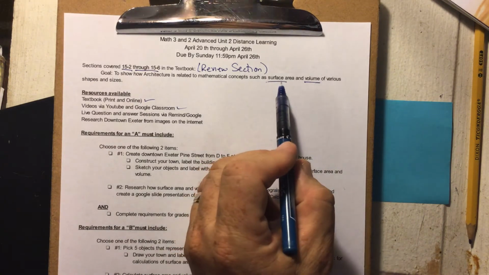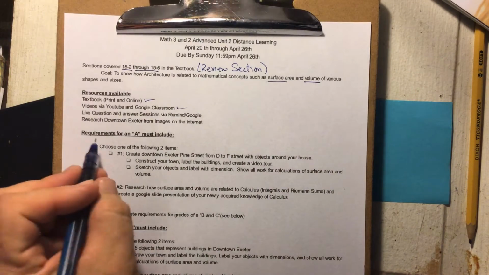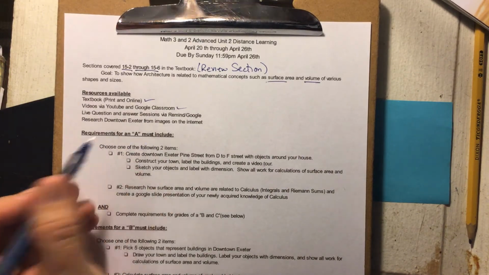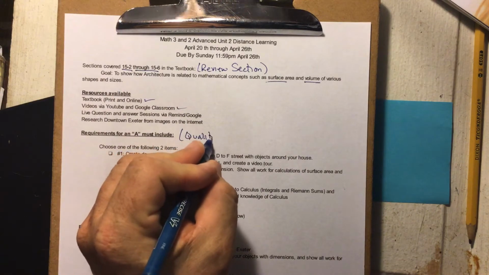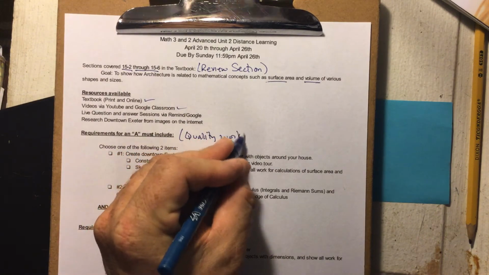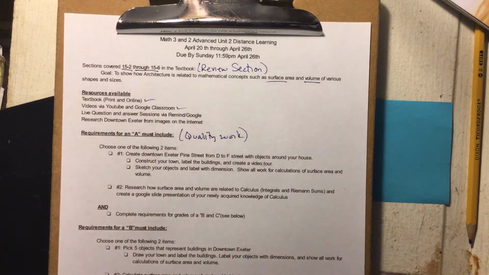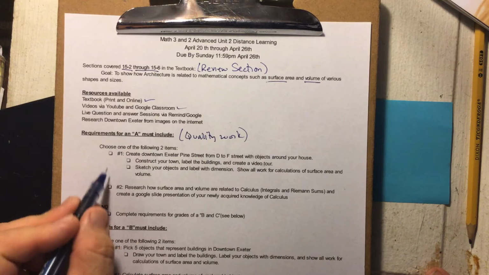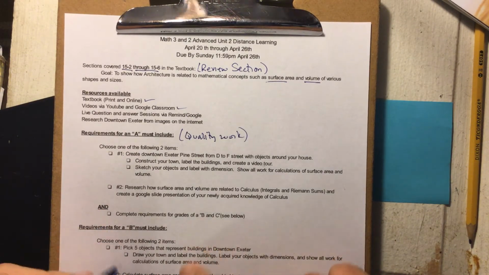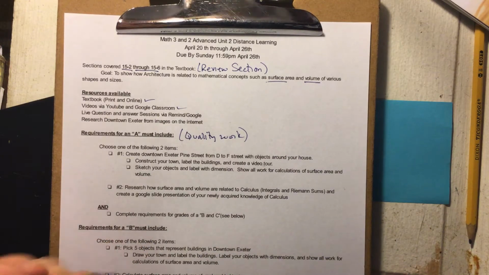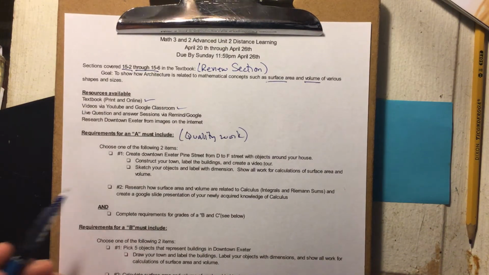Okay, so again, we're doing surface area and volume. Let's go over what the requirements for an A must include. Remember, it doesn't matter what level. We still need quality work, guys. You can't just throw something together and expect to get credit for this stuff. So make sure that you are doing quality work. Make sure that you do one of these two and the requirements for a B and a C. We'll talk about that here in a second.